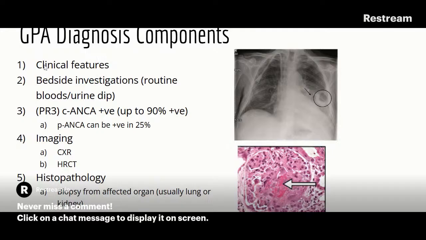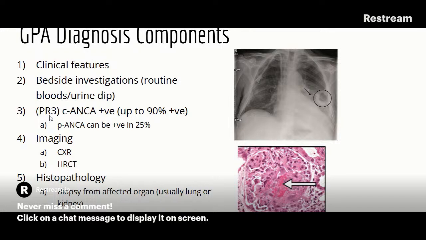So clinical features we've talked about. The history is going to be really important. General symptoms, upper and lower respiratory tract, and kidney involvement. Classically, you'll see hematuria, hemoptysis, and some sort of unexplained cough or some sort of congestion.